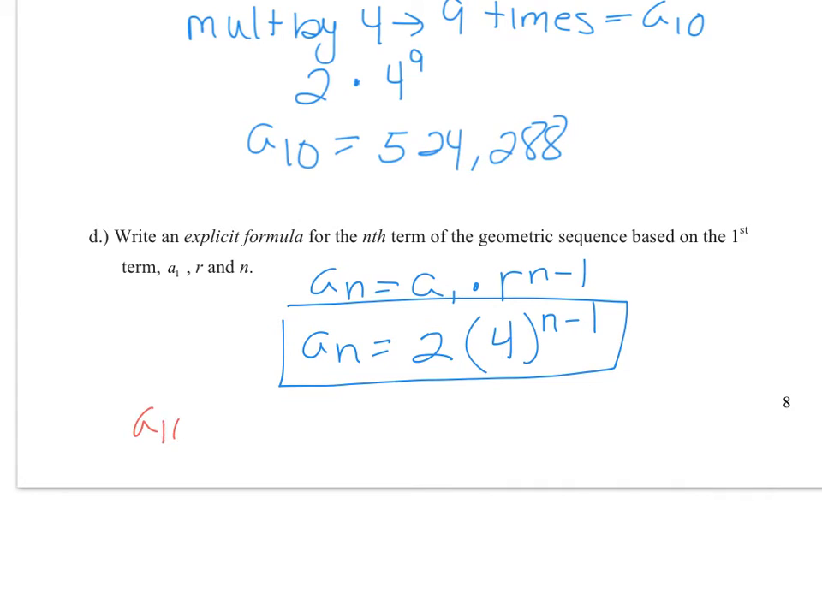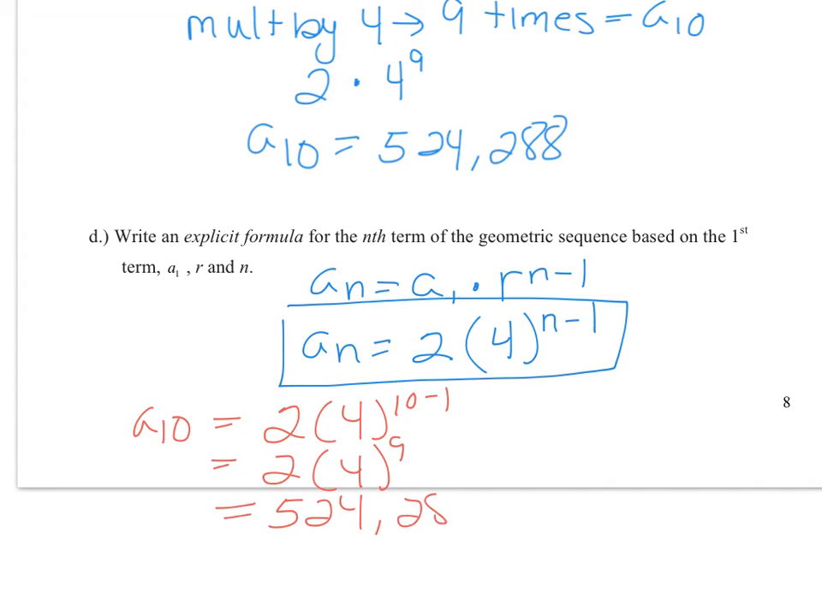Now let's double check that this works. Let's find a sub 10. So a sub 10 would be 2 times 4 to the 10 minus 1, which would be 2 times 4 to the 9th. Isn't that exactly what I have above? Which comes out to be 524,288. So the explicit formula worked. It will give me any term I want. I don't have to have the term before it to get the next term. I can find any term with an explicit formula.